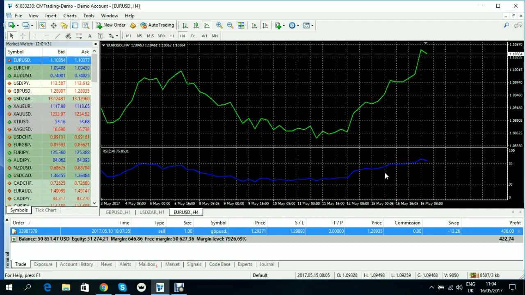It is that simple. So in short, whenever the RSI goes above 50, it is a good confirmation that an uptrend has actually formed. On the other hand, whenever the RSI goes below 50, it is a good confirmation that a downtrend has actually formed.